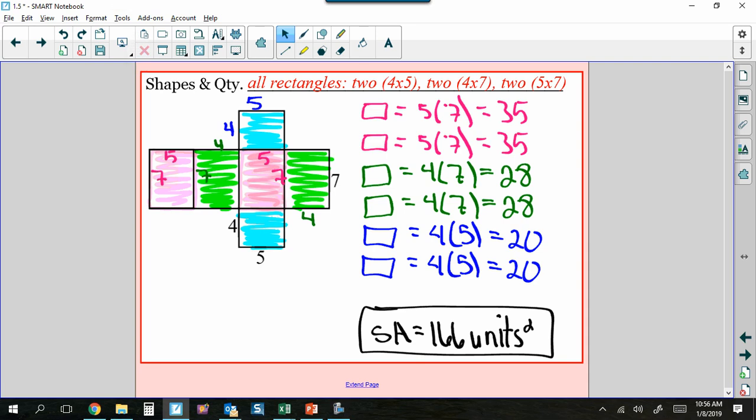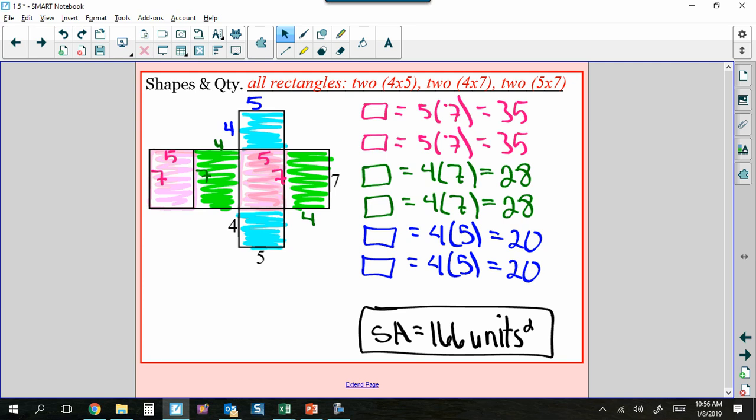Poof, there it is. The 2 pink rectangles should have had an area of 35 units squared. The 2 green, 28 units squared, and the 2 blue, 20 units squared. And when you add up those 6 rectangles, you get a total surface area of 166 units squared. Now, because they didn't tell us inches, feet, centimeters, whatever it was, you're always going to then say units. And because we are talking area, it is important that you always say squared.